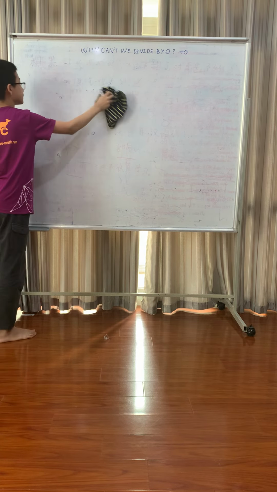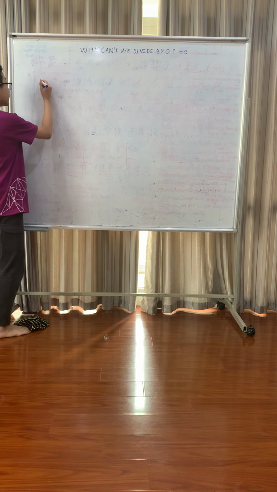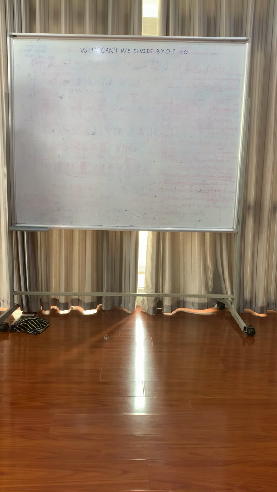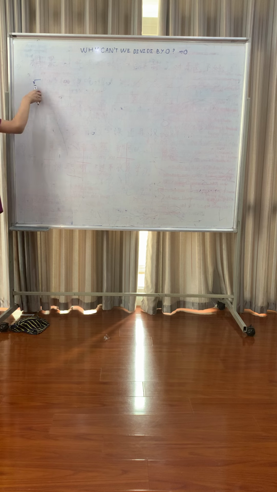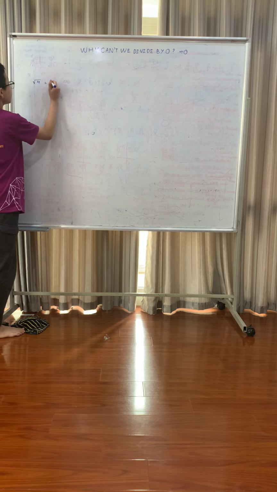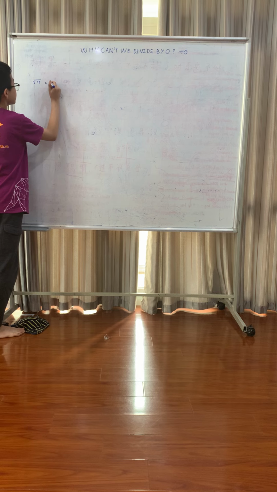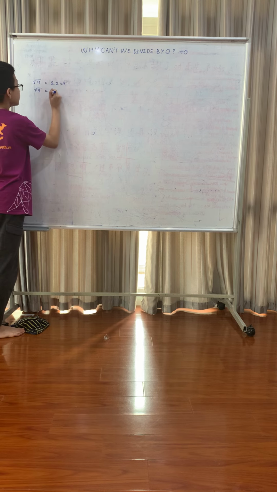Let me erase this for you. So, I have finished with the multiplicative inverse, and now, did you know this symbol? This symbol is called the square root of a number. Square root of 4 equals 2 because 2 times 2 equals 4, right? The square root of 9 equals 3 because 3 times 3 equals 9.